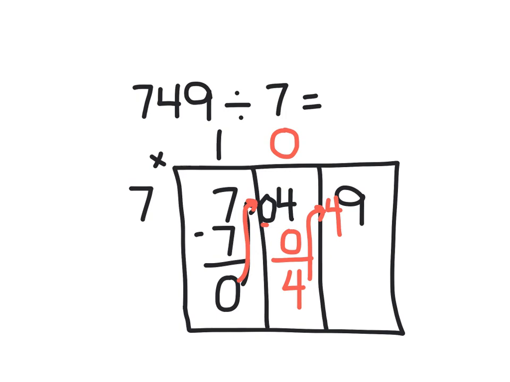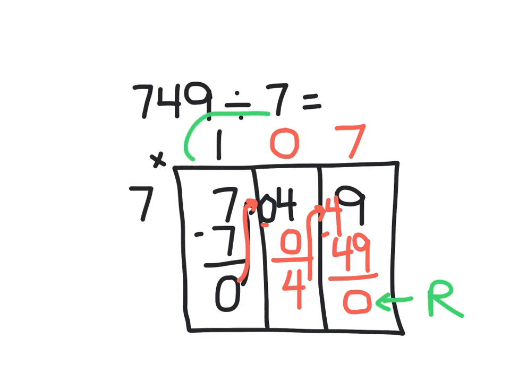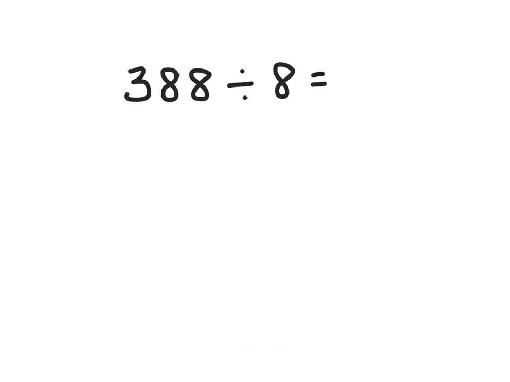So now I've got 49. I know that 7 times 7 equals 49. So I'm going to subtract. And once again, I have 0 for a remainder. And my answer is right up here on top of the boxes, which is 107. Remainder 0, but we don't have to write the remainder of 0. All right, go ahead and try the next one on your own. This one is 388 divided by 8. Pause the video here and give it a try.